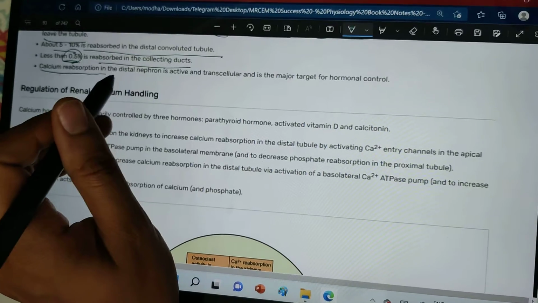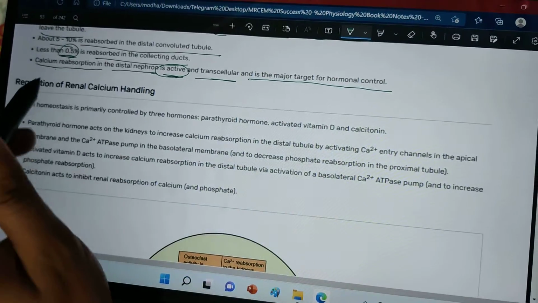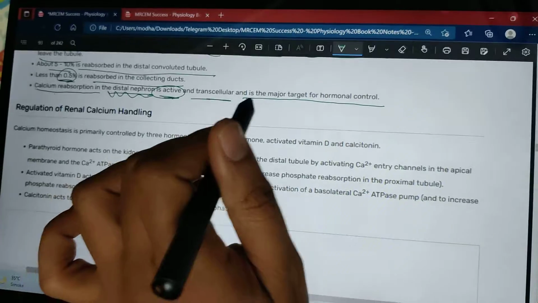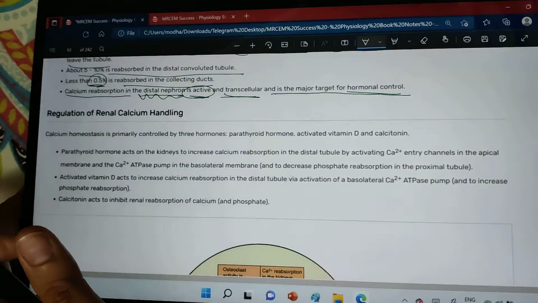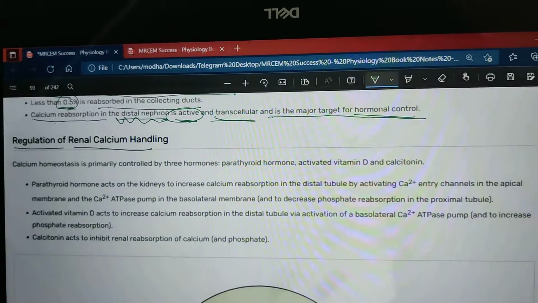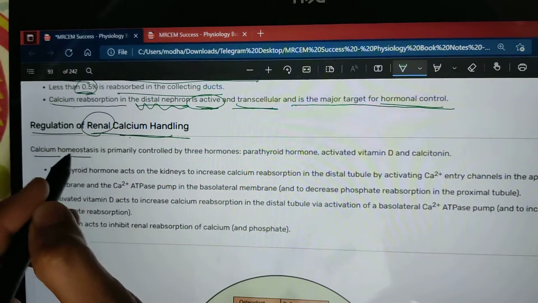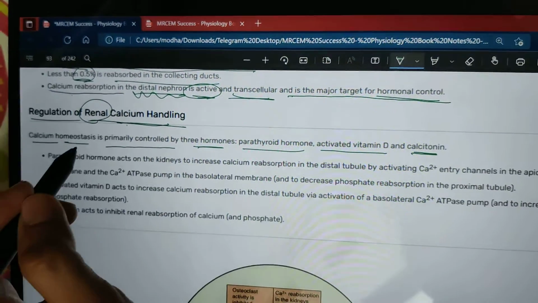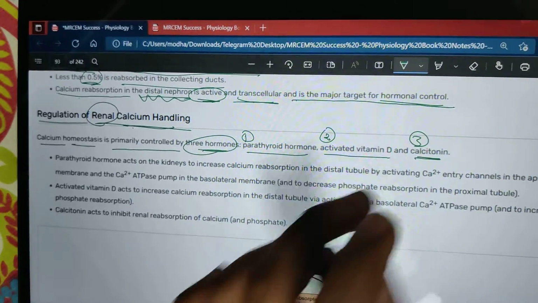Calcium reabsorption in the distal nephron is active and transcellular, and is the major target for hormonal control. So, regulation of renal calcium handling. Calcium homeostasis is primarily controlled by three hormones: parathyroid hormone, activated vitamin D, and calcitonin.